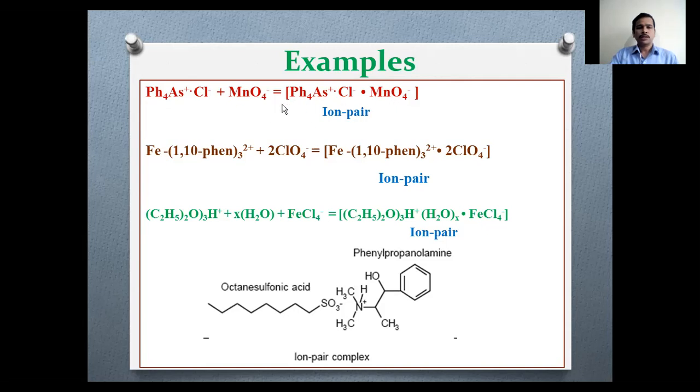So this is not in the chelated form. Here, this is in non-chelated form. There is no ring-like structure here. That's what I have presented in this particular example. Let us move on to another type of example.